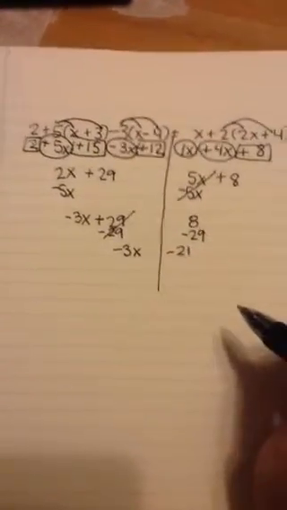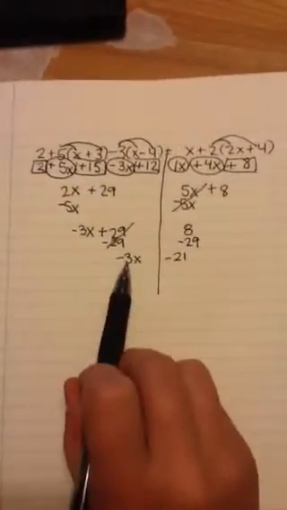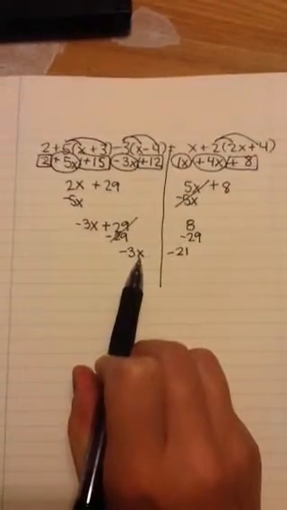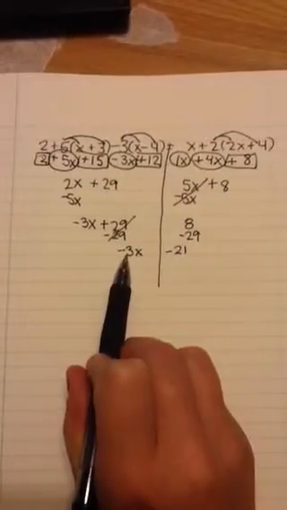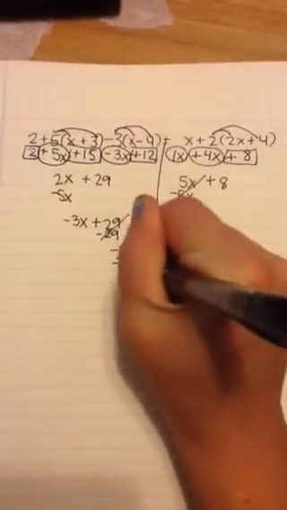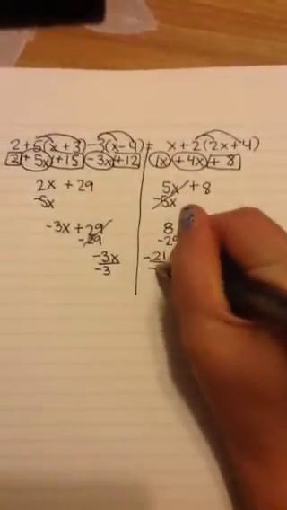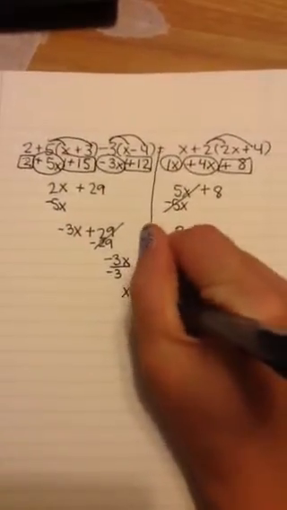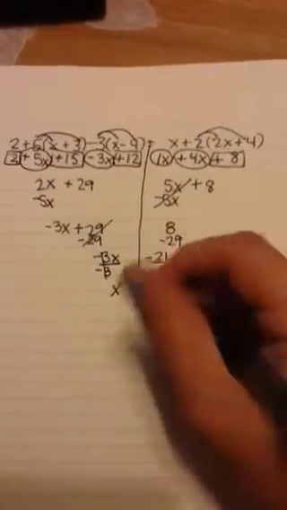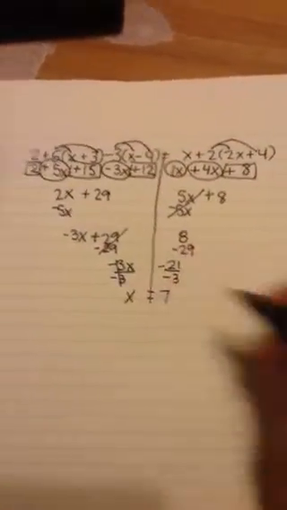The last thing you want to do is see if x is being multiplied. See if your variable has something multiplied to it. In this case, it has a negative 3 multiplied by it. So we undo that by dividing both sides by that number. So that leaves me with, since those give me 1, negative 21 divided by negative 3 gives me 7.